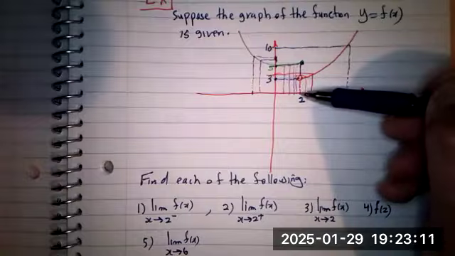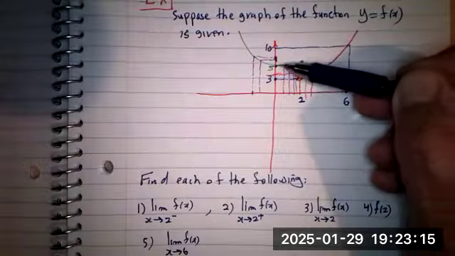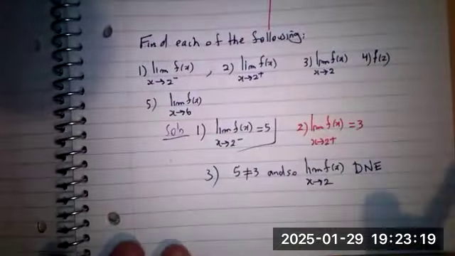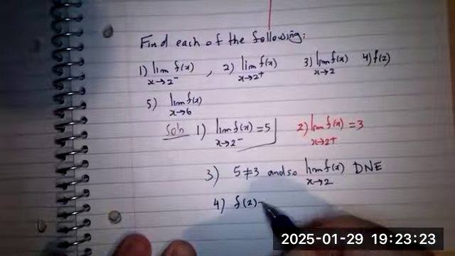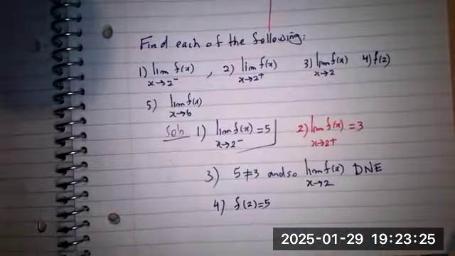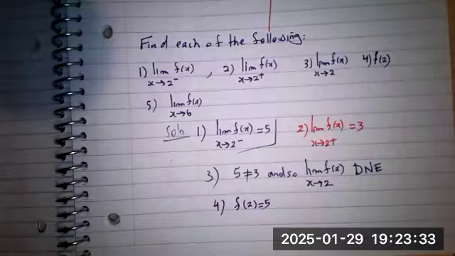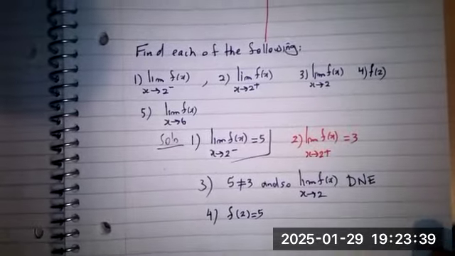So in order to get the 2, we are not going to get it from the red one, but we get it from the green one. So f of 2 is 5. See? F of 2 is 5. It's an interesting problem because the limit does not exist, but the value of the function at 2 does exist and is equal to 5. Any question?